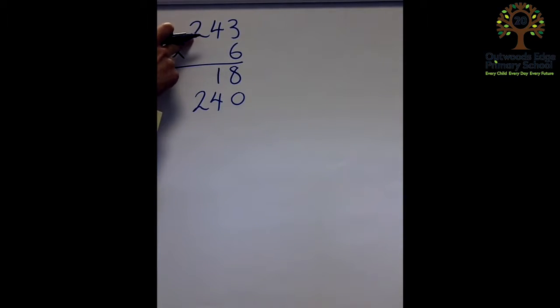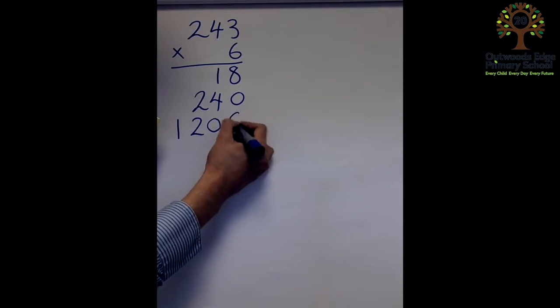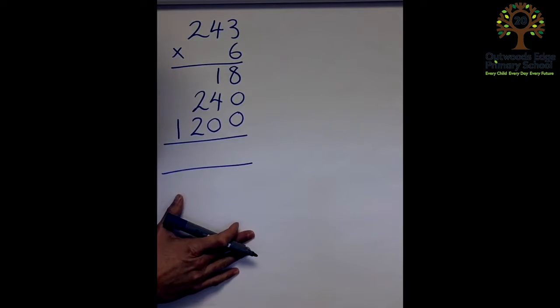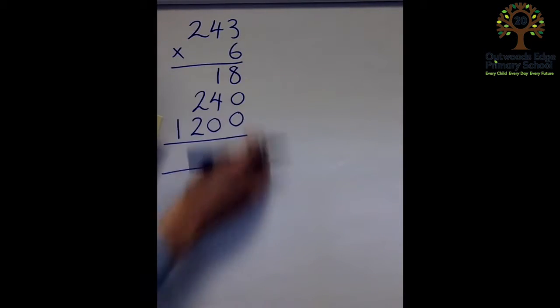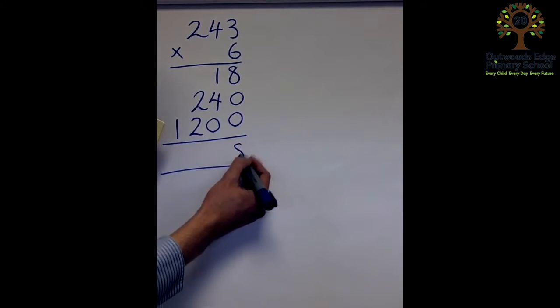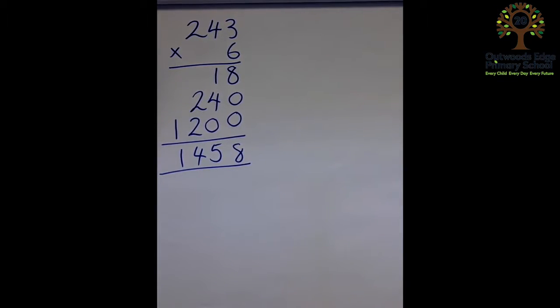Finally, I've got 6 times 2, well that's not 6 times 2, it's 6 times 200, so 6 times 2 is 12, 6 20s is 120, so that must be 1200. Then if I set it out using the squared paper, I can line up all my columns and quickly do an addition, and most of the time these additions are really simple. 8 add nothing, 1 add 4, 2 add 2, and I've got my answer there, 1458.